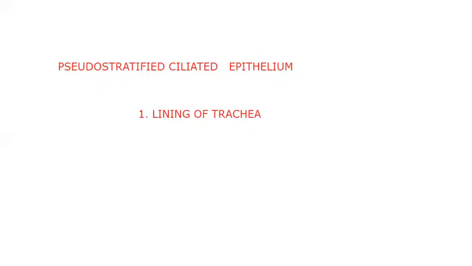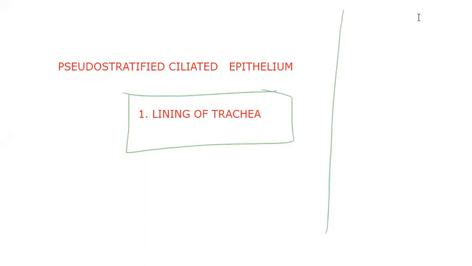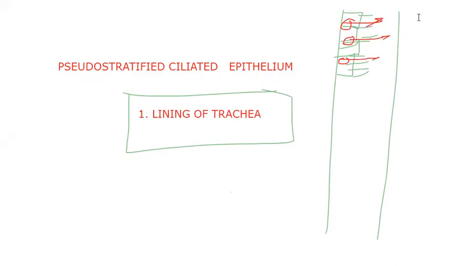Let's see here the pseudostratified ciliated epithelium. The pseudostratified ciliated epithelium is the lining of the trachea. The lining of the trachea contains some special cells called goblet cells in between. Goblet cells secrete mucus. Along the length we'll find this kind of pseudostratified epithelium, which is to stop the entry of dust particles.